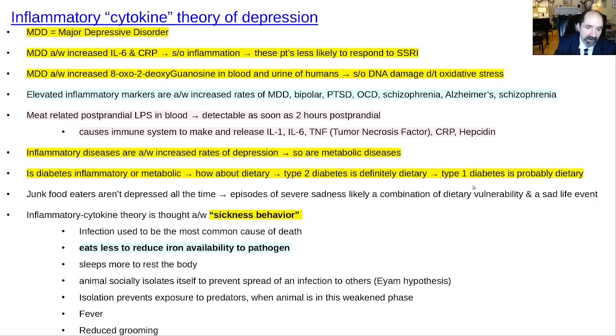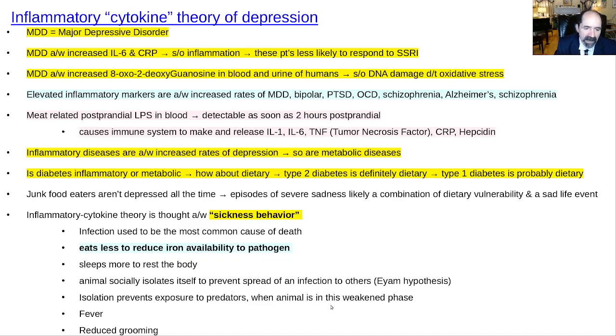Number one, infection used to be super common, the most common cause of death. By eating less, one reduces their blood iron, and also the liver will release hepcidin protein, which will prevent the macrophages in the spleen, for example, from releasing iron into the blood, and stop absorbing iron from the gut, because what you're trying to do is sequester iron, keep it away from the infecting bacteria or virus, because they need iron to grow. The person will sleep more, they'll isolate themselves from other people, maybe to prevent other people from getting the infection. That's called the I am hypothesis.